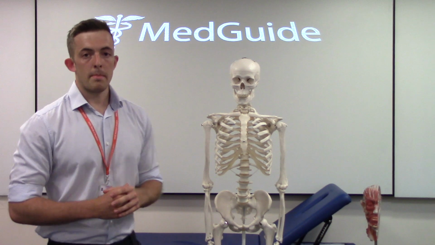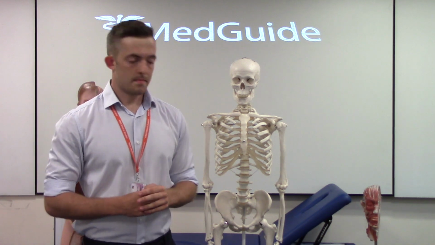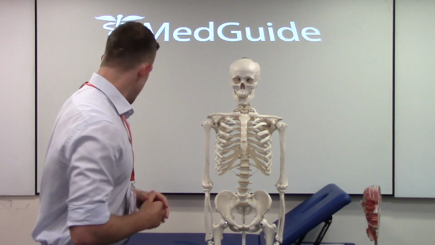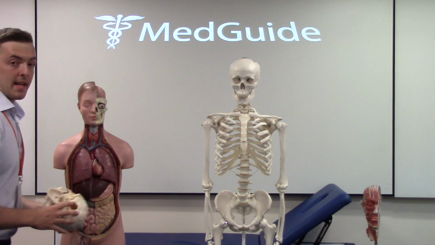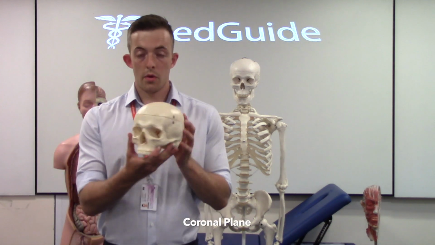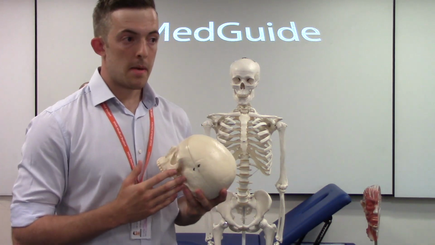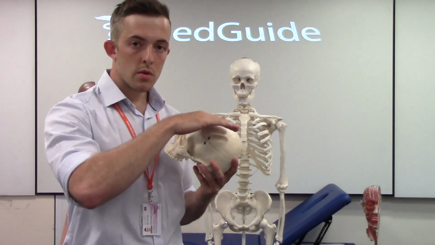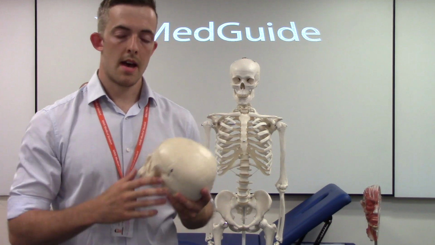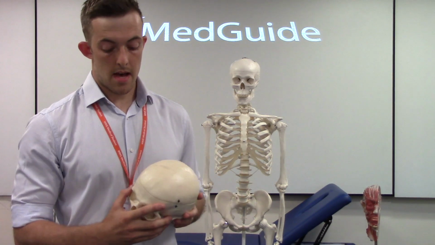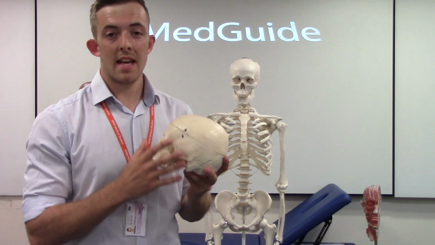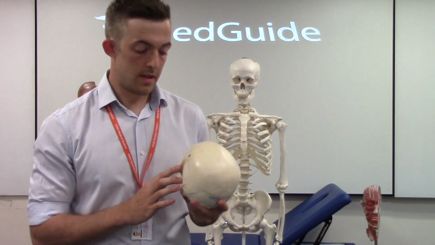The next thing I want to talk about is anatomical planes. The first one is the coronal plane. So what is a plane? A plane is just a horizontal or a vertical division through the body, and it's essentially how we divide up the body along those lines.